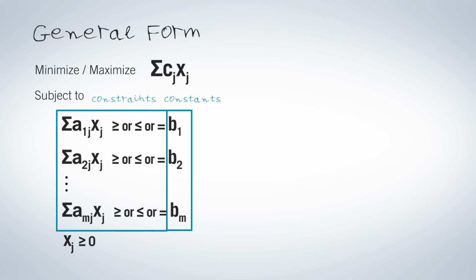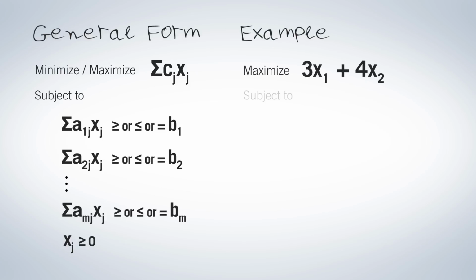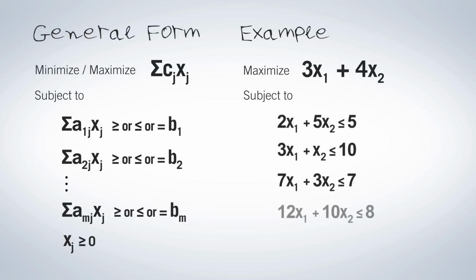And then we can have any combination of greater than or equal to or less than or equal to constraints. The variables are invariably non-negative. There's an exception which allows for variables to be both positive and negative, and we'll talk about that when we get there. An example is very straightforward. Here we're maximizing 3 times x1 plus 4 times x2 subject to these 4 constraints, and of course the variables x1 and x2 have to be greater or equal to 0.